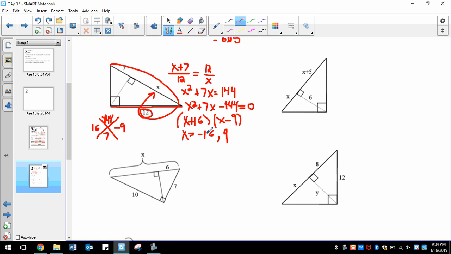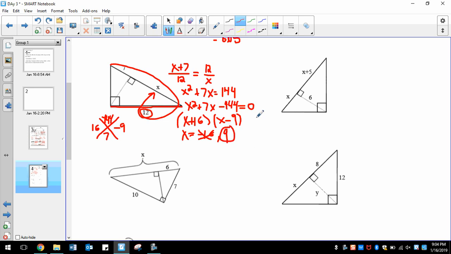If you were to take negative 16 and plug it in right here, you'd have, for this side length of a triangle, negative 16 plus 7, which would still be negative, and x serves as a side in the smaller triangle right here, which can't be negative either. So in any situation, this negative number does not work for you. When you plug in the 9, it's positive and it works out. So you're going to get rid of the negative 16 and only say that 9 is the answer.